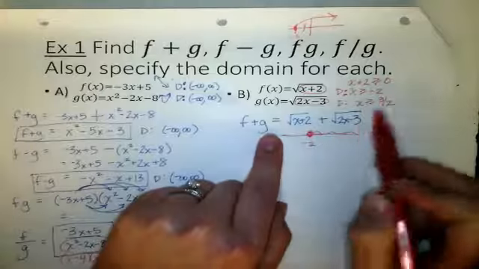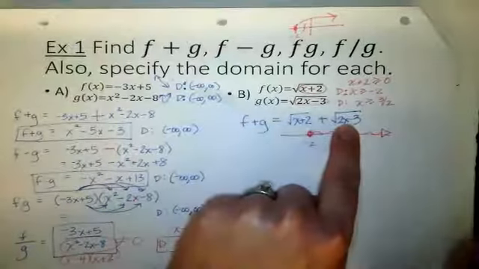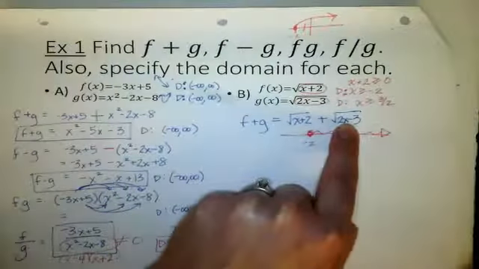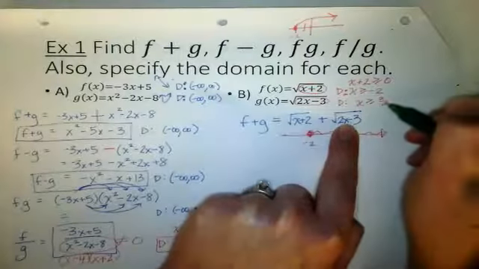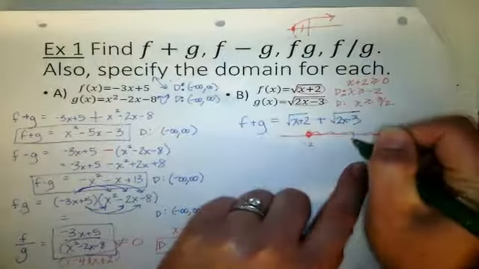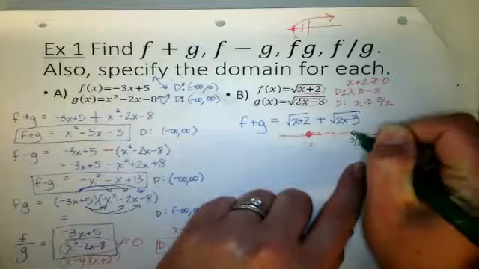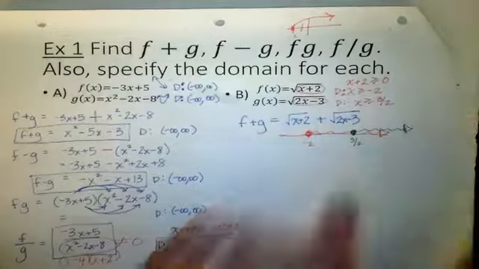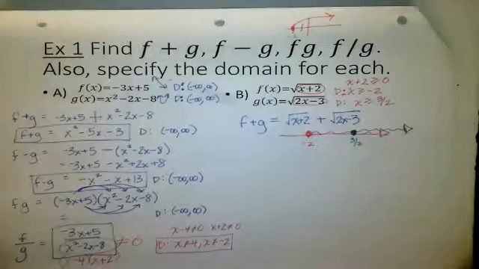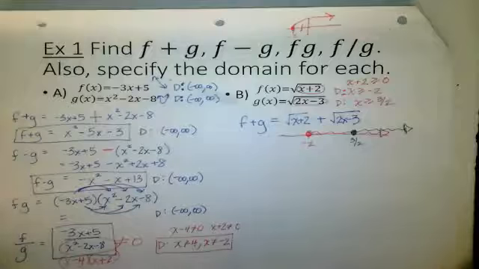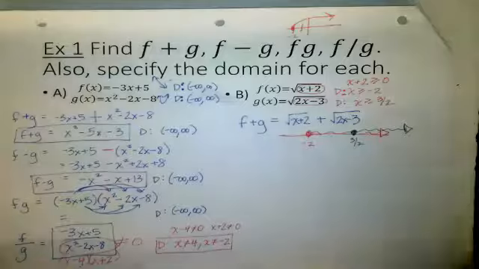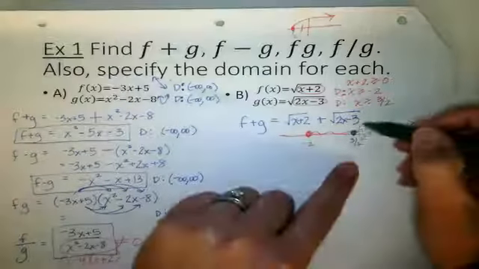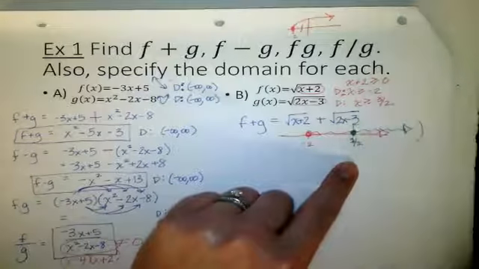We also have this square root function. It has a restricted domain as well. And its domain, we already said, was x must be greater than or equal to 3 halves. Well, 3 halves is here. And greater than or equal to means it must be to the right of that. Since they're both representing this function, we have to do the domain that works for both. Meaning, where does it overlap? Okay. So what works for both? Right here, from 3 halves all the way to infinity.